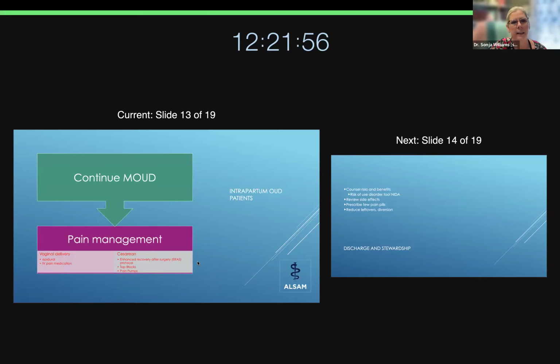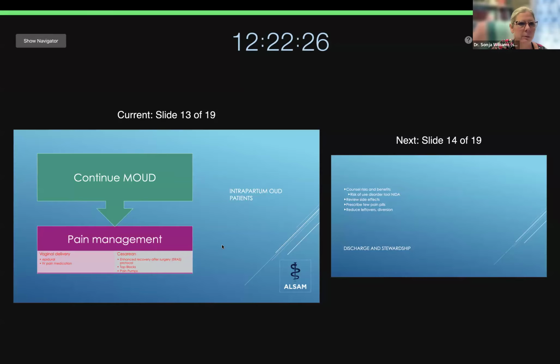Now, when we're looking at patients that are intrapartum for opioid use disorder, we want to make sure that we continue their medication primarily. If we take them off of their medication for opioid use disorder, we're going to be throwing them into a withdrawal, which increases their pain and anxiety, which will make their pain management more challenging. So it's really important to maintain their medication and then treat on top of that.